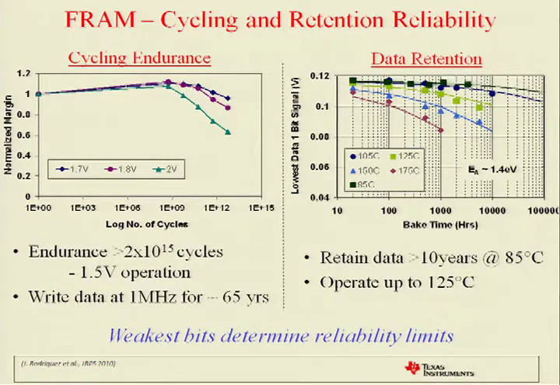The other part of a non-volatile memory is that it has to store data. So we've done some extrapolations as a function of temperature and time, and all of the products that we have out there now retain data for greater than 10 years at 85C, and some of them operate at even up to 125C. And this is something we continually get asked about: can we go to higher and higher temperatures? It's something that we're working on. And the weakest bits here determine the reliability limits. So we absolutely had to fix those weak bits in order to make this whole memory work.